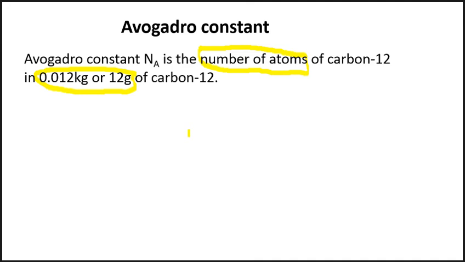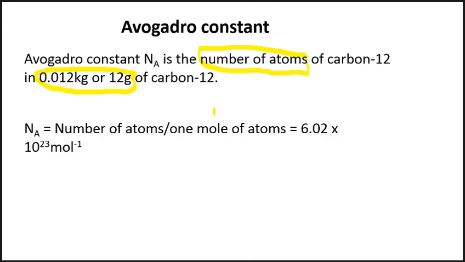Now, this can be summarized as it is right here. So here I have my Avogadro's constant, N subscript A, equals the number of atoms or 1 mole of atoms. Since 1 mole of atoms is as well the same as the relative atomic mass of the atom of that element, it's also equal to 6.02 times 10 raised to the power 23, which I've simply said.